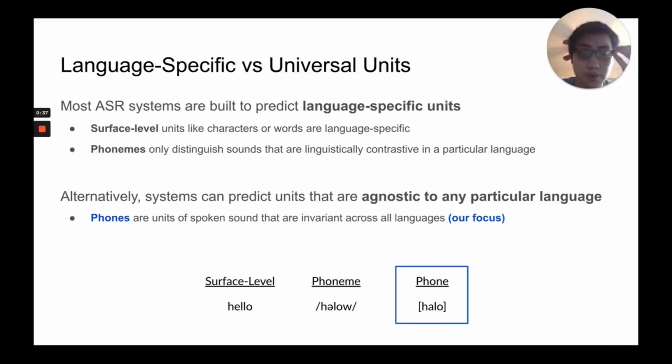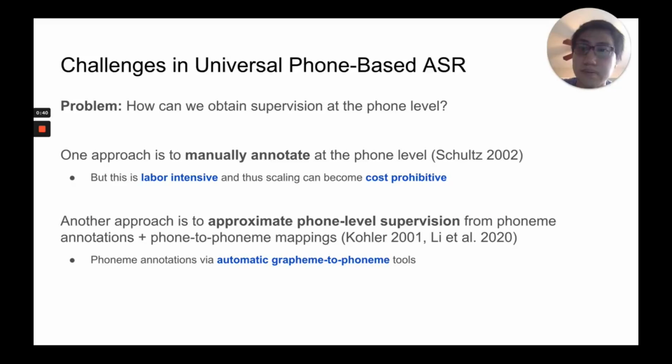For example, in this work, we focus on phones. So the next question would be, how do we obtain supervision at the phone level? One way that people have done this is to manually annotate. In this work, we consider another approach, which is to simply approximate the phone level supervision from phoneme annotations, where phoneme annotations can be obtained via automatic grapheme-to-phoneme tools. Then all we would need are phone-to-phoneme mappings to relate the supervision signal back to the phone level.